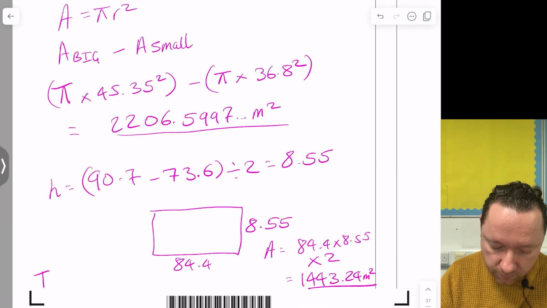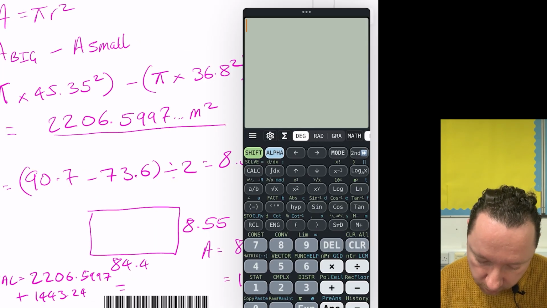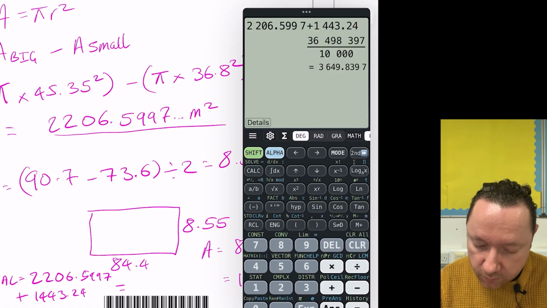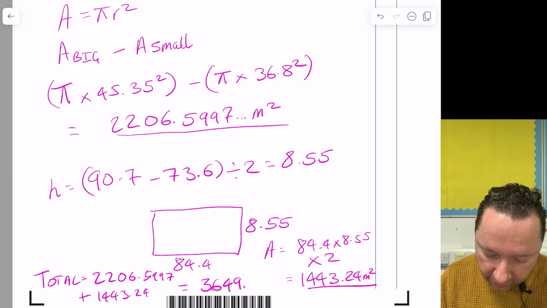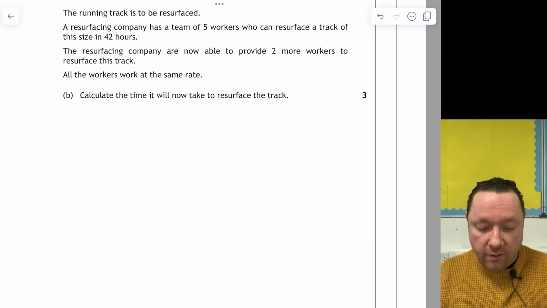So total equals 2206.5997 plus 1443.24. That gives me 3649.839, or 3649.84 would be fine. 3649.84 meters squared. And there's our final answer there. And we're done there.